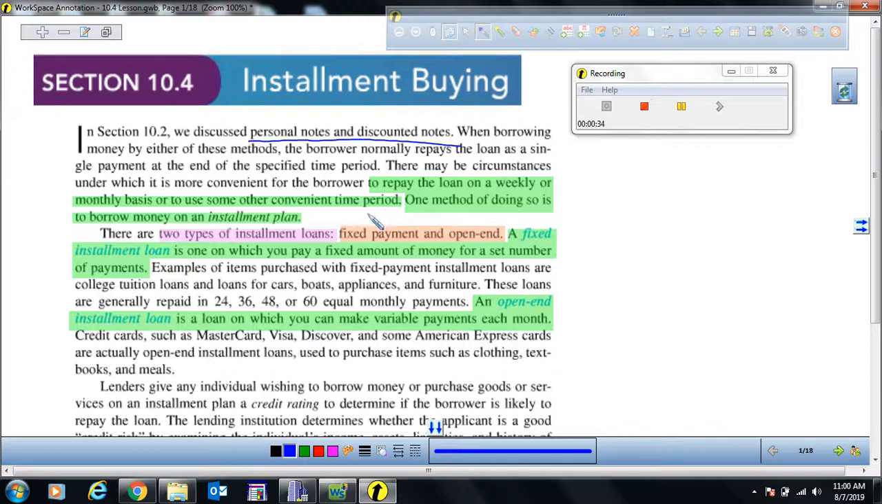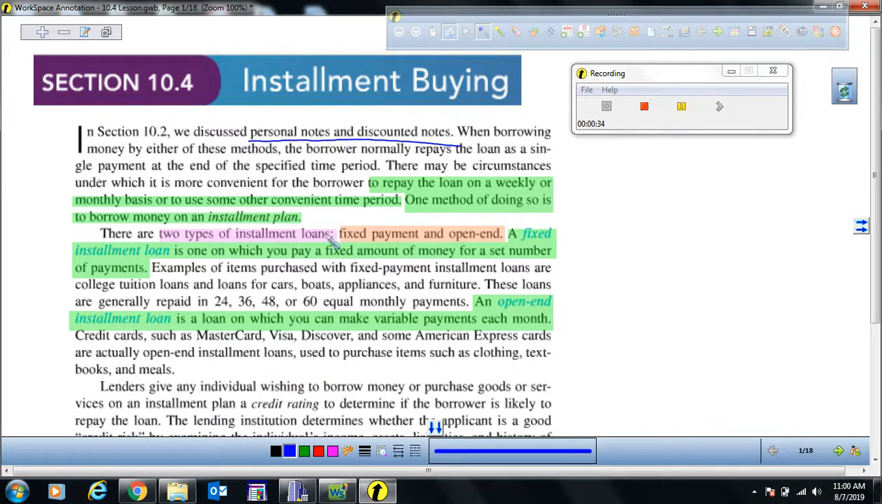One method of doing so is to borrow money on an installment plan. That's very common here in the U.S.: when people borrow money from a bank or any lender, they usually pay back in monthly payments. That's called an installment plan, versus giving the entire amount back by the end of the due date or the end of the period, which was 10.2. Here we're going to calculate monthly payments and learn how they're calculated.